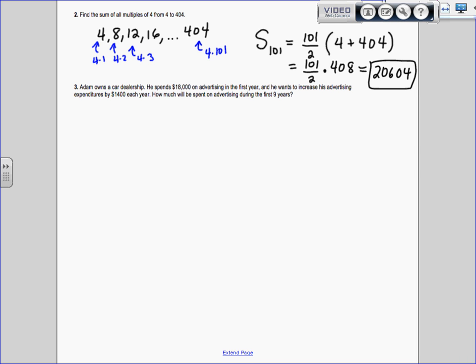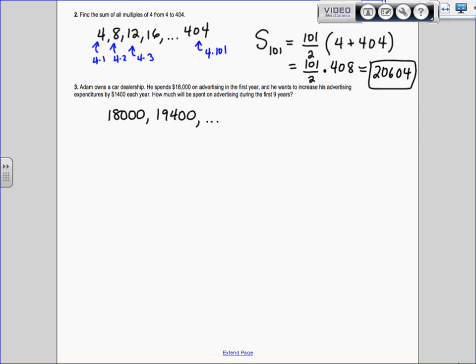So anyway, Adam owns a car dealership. He spends $18,000 on advertising the first year, and then he wants to increase his advertising expenditures by $1,400 each year. So it's kind of like he spent $18,000, and then the next time he spent $19,400, and so on. We want to find how much he spends on advertising during the first 9 years.